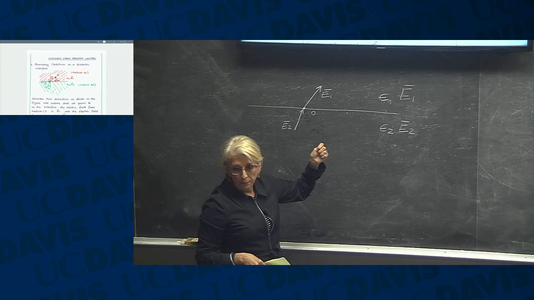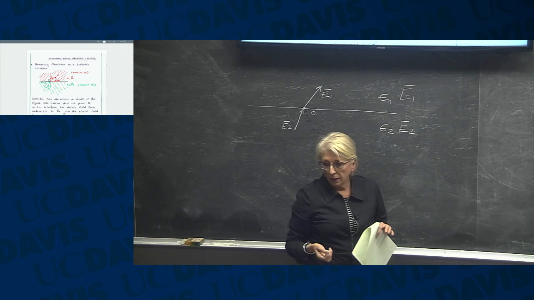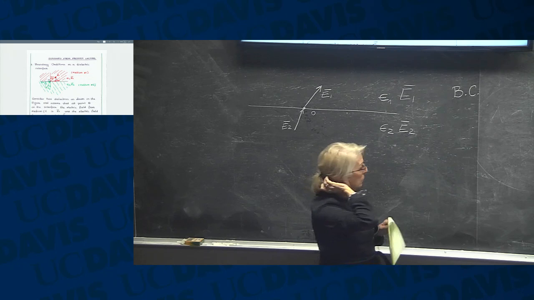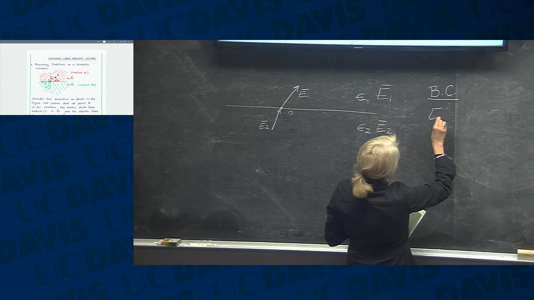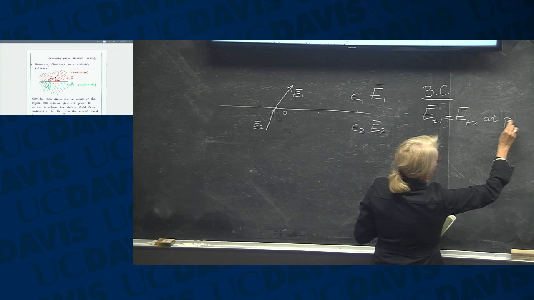All right? So what we said for boundary conditions is that the tangential components of the electric field are continuous through the interface. All right? So our boundary conditions, sometimes you will see them like this. This is not BC, it is boundary conditions, when I write them just as an abbreviated way. It says that E_T1 equals E_T2 at point O.